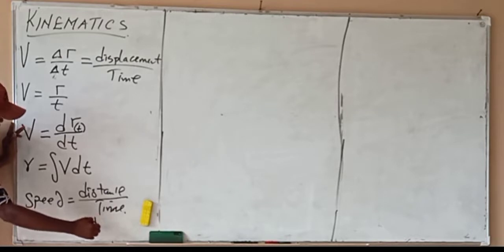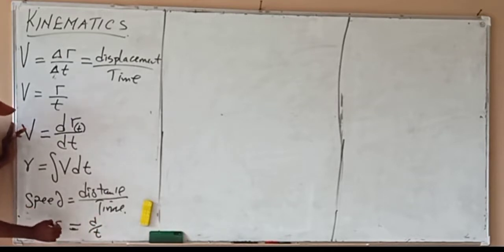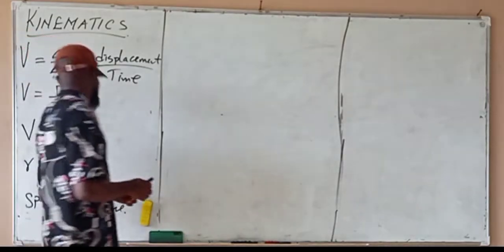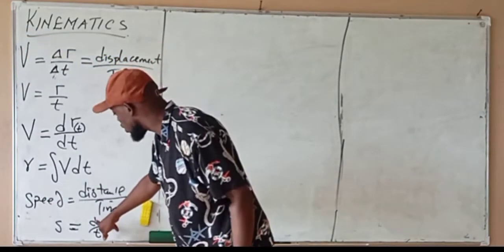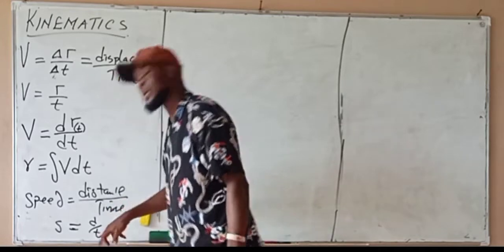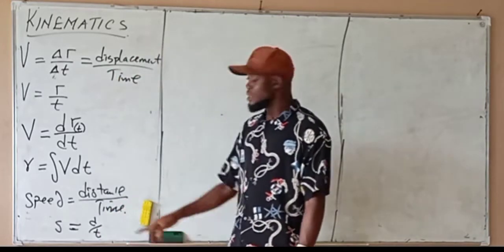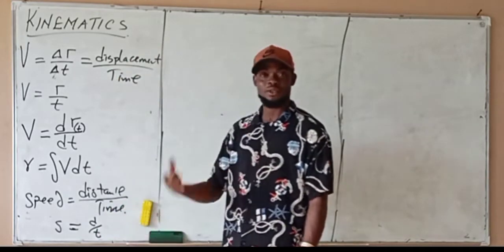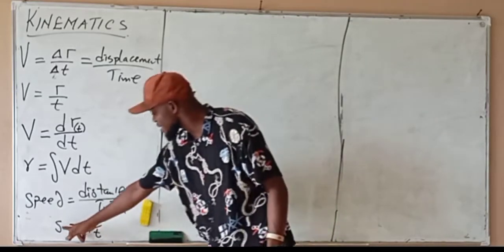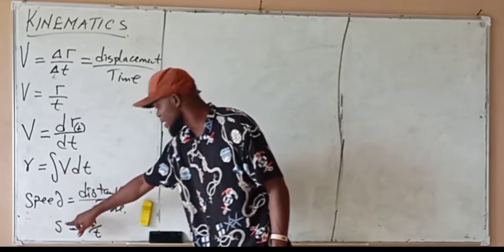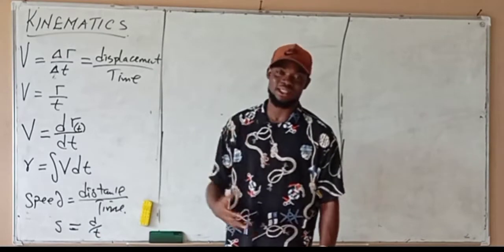Distance over time gives high speed. Speed is equal to distance over time, or you can say differentiation of distance with respect to time will also give you speed. If you integrate speed with respect to time, it will also give you distance.